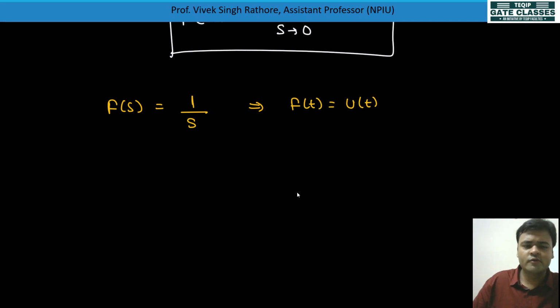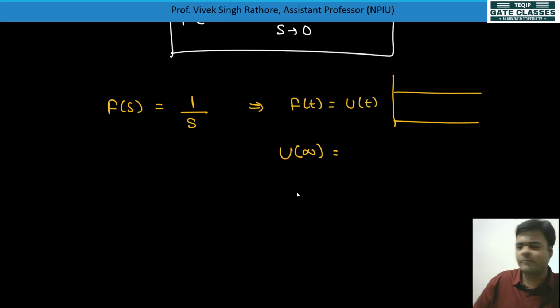u of t, you know what u of t is, it is like this. Its value goes on, goes on, goes on. So can you calculate the final value? u of infinity is always 1 only, because the value stays at 1, going on and on. So it is 1. It is a defined value.